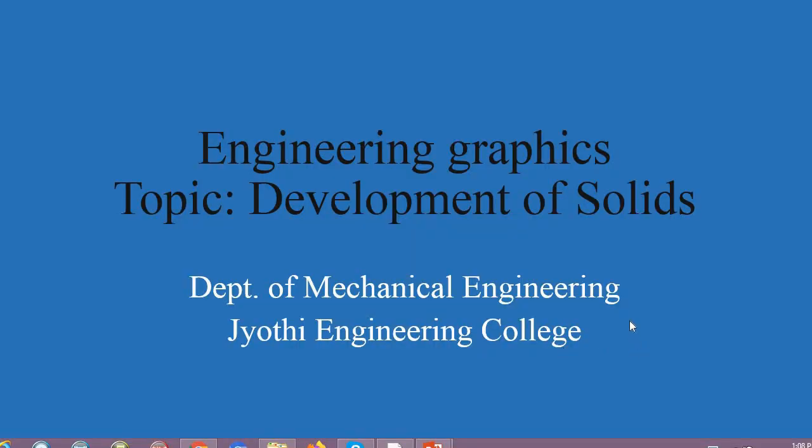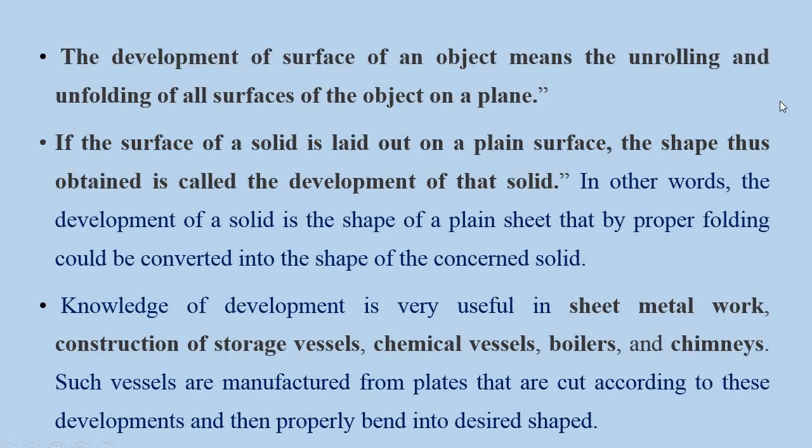Today we'll have a discussion about the topic development of solids of graphics. So what is meant by development of a surface? As the definition says, development of a surface of an object means unrolling and unfolding of all surfaces of the object on a plane, or if the surface of a solid is laid out on a plane surface, the shape thus obtained is called development of that solid.